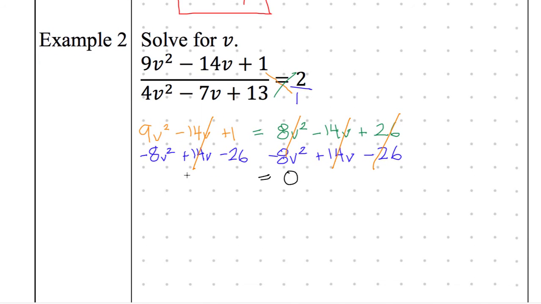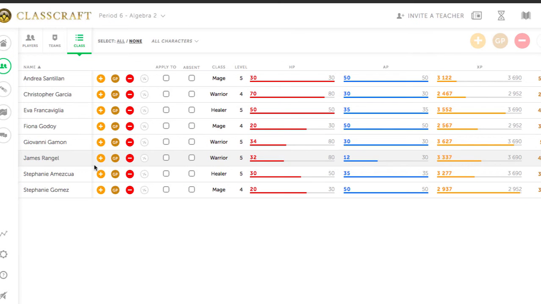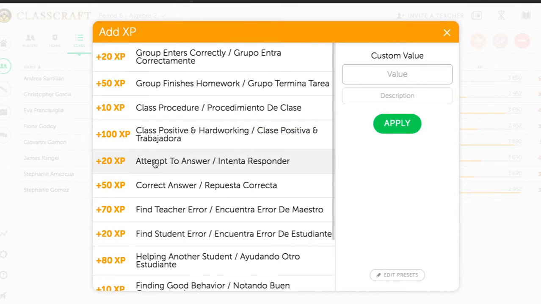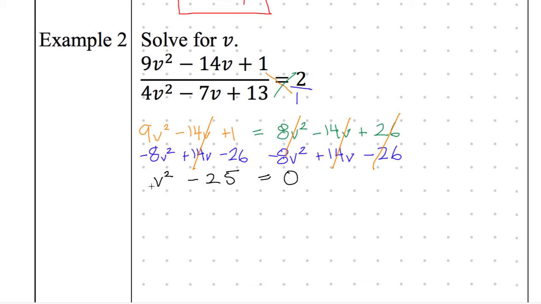All right, and then on the left-hand side, Eva, can you just finish it off for us? We have a b squared, v squared minus 25. There it is. Thank you, Eva. You can turn in your card. That was a lot of heavy lifting. Whew, I feel smarter already.